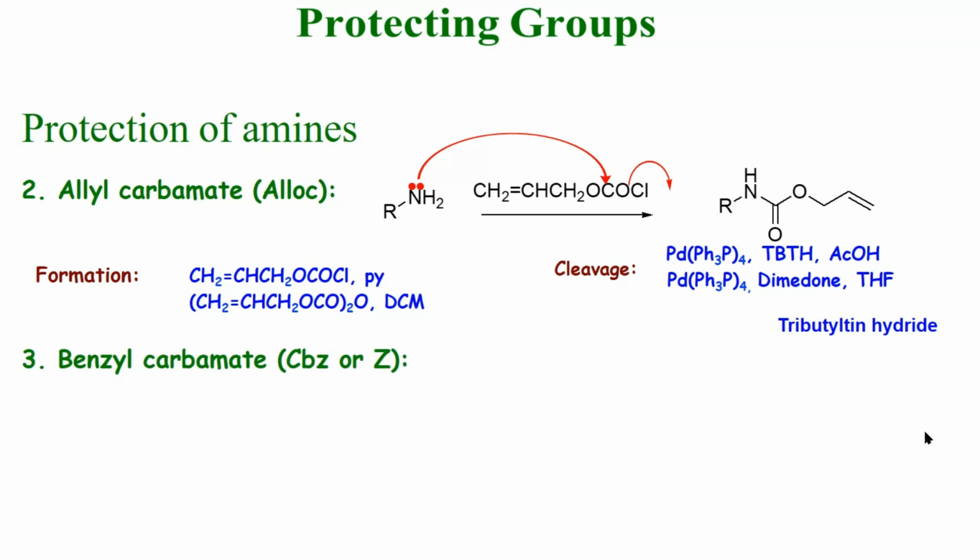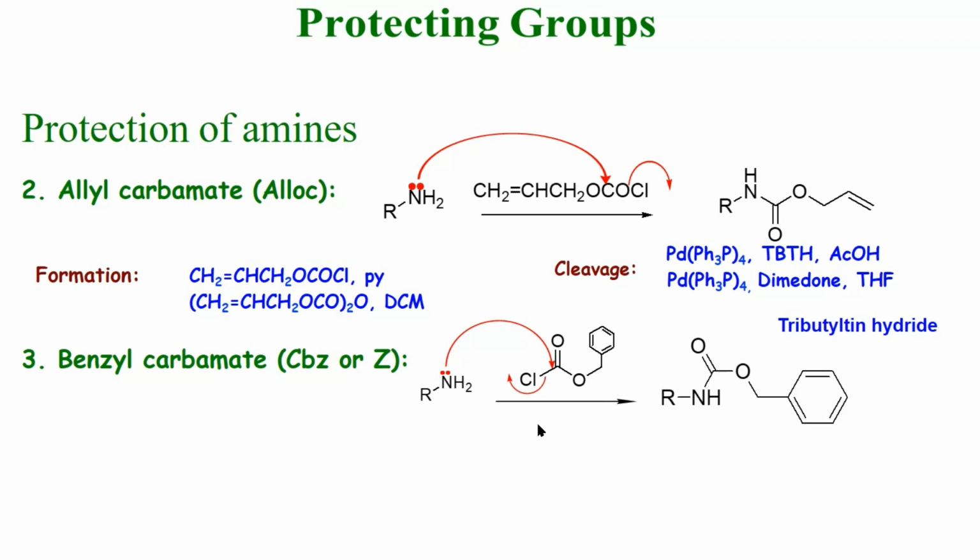They can also be protected by formation of benzyl carbamate, which is represented as Cbz or Z. The amine or amino acids are treated with benzyloxycarbonyl chloride. The carbonyl carbon is electron deficient. That's why the lone pair of electrons on the nitrogen can be shared with the carbonyl carbon, and the chloride ion gets kicked off, and they combine with H and are lost as hydrogen chloride. I get the corresponding benzyl carbamate.